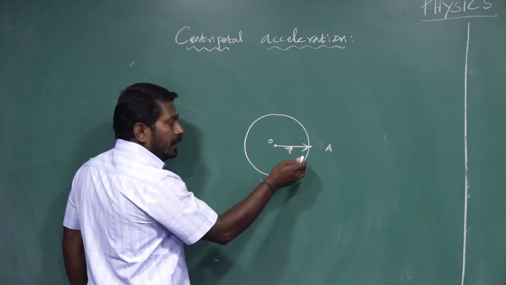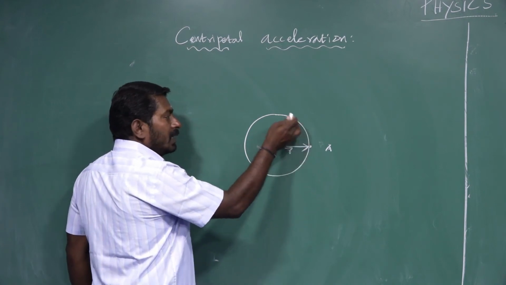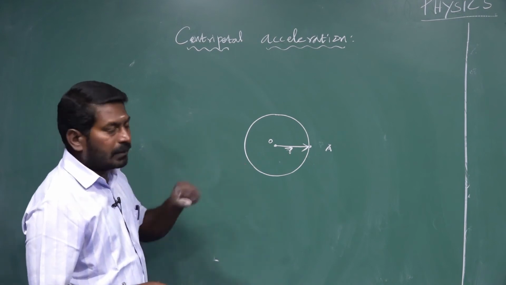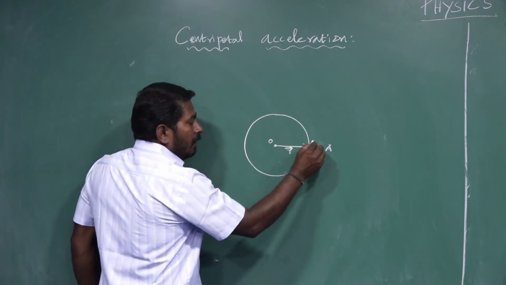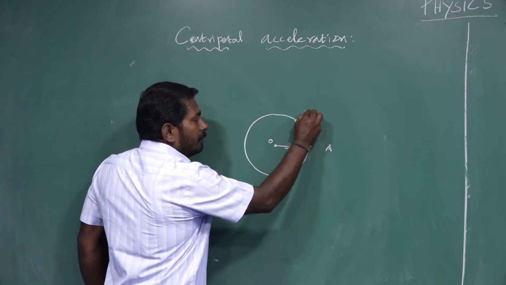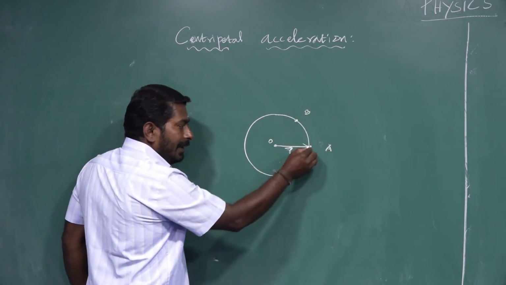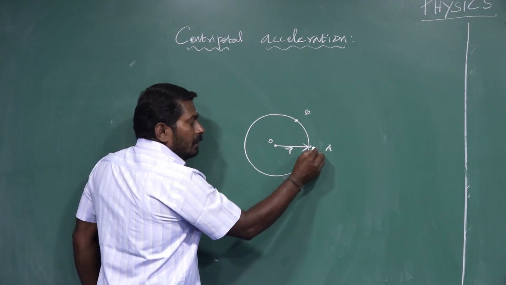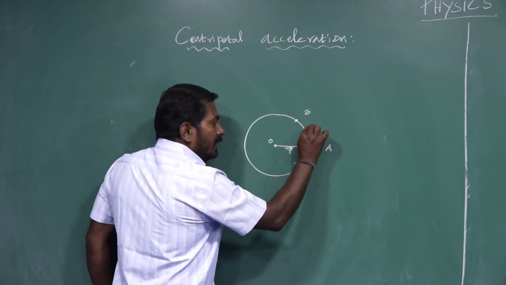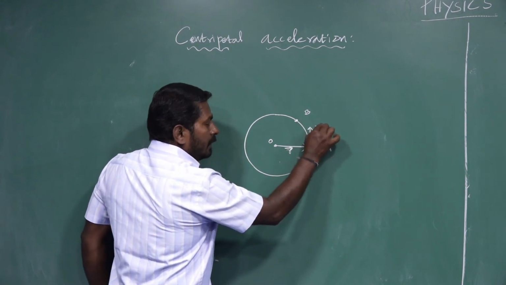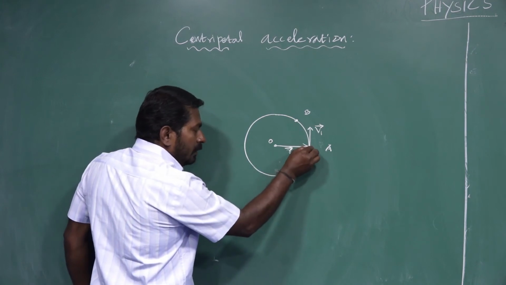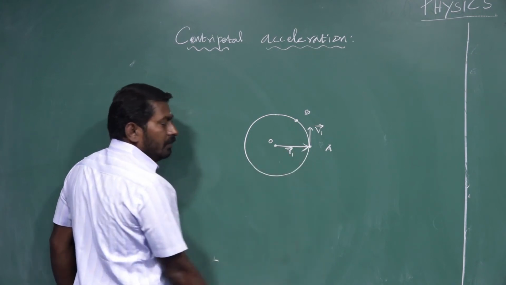Now the point object is moving along the circumference of the circle with constant speed, that is called uniform circular motion, and reaches point B. At point A, the tangential velocity of the point object is the v1 vector. At that moment, the position vector is the r1 vector.